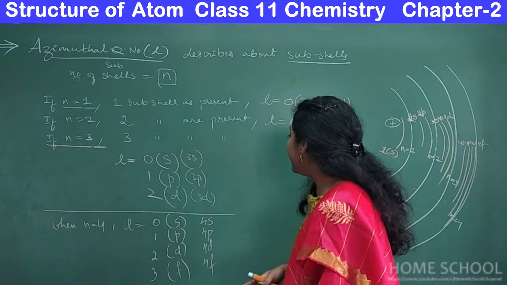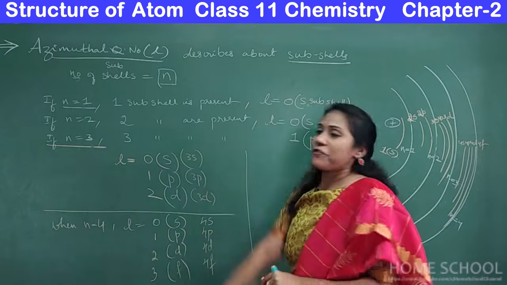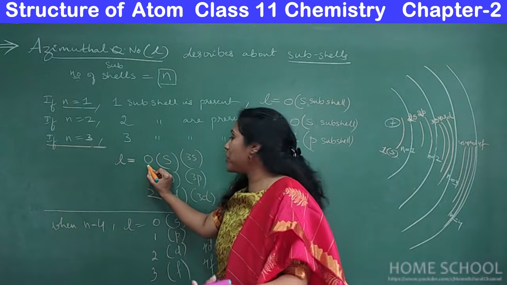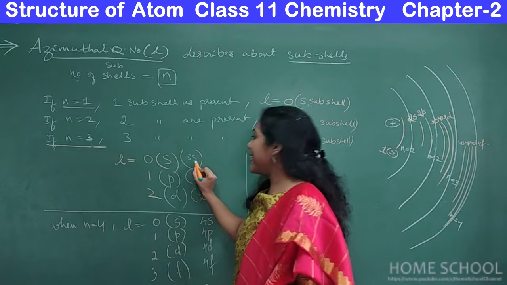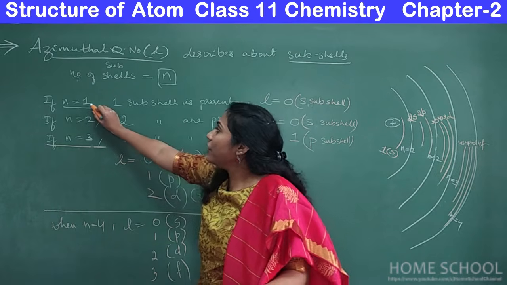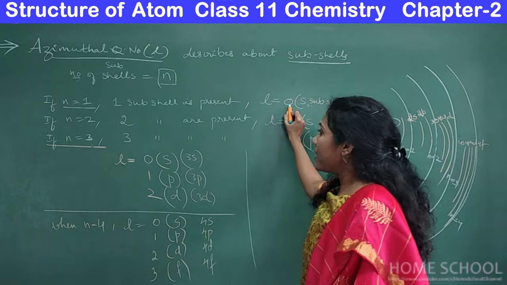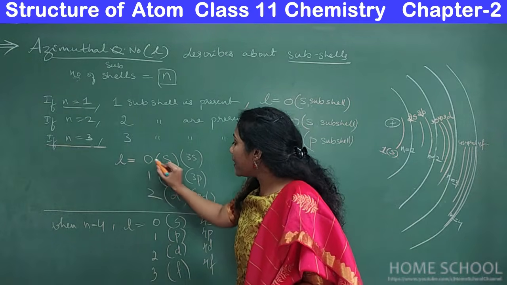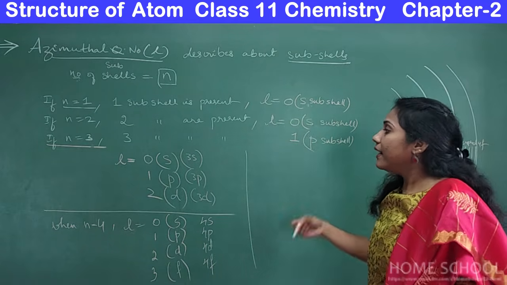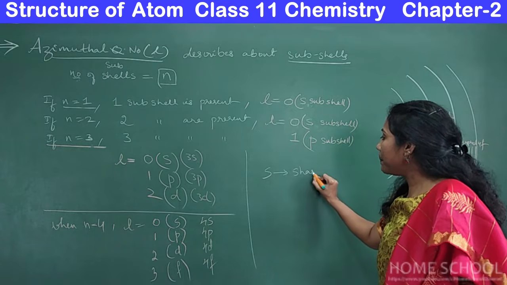So you might be wondering, what are these s, p, d and f? They are just the names of subshells. So l is equal to 0 is the first subshell. What is its name? It is s. If this subshell is present in n is equal to 1, you say 1s. If this 0 is present in n is equal to 2, then you will say 2s. Like that. Here the word s means sharp.